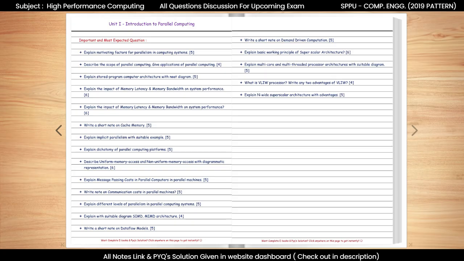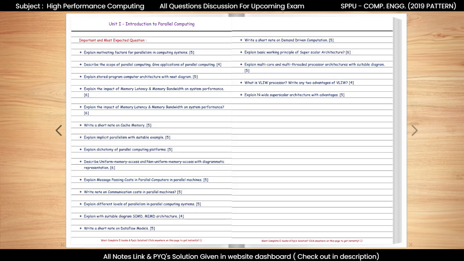Now, let us move on to our next important topic, levels of parallelism. From this topic, we can expect questions such as, explain different levels of parallelism in parallel computing systems. Parallelism exists at multiple levels, including instruction level, data level, task level, and program level.